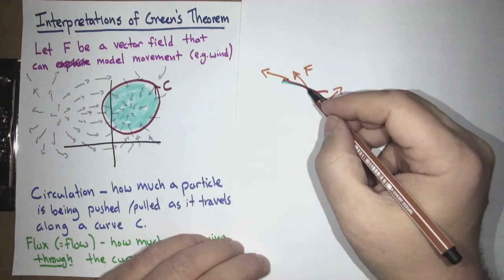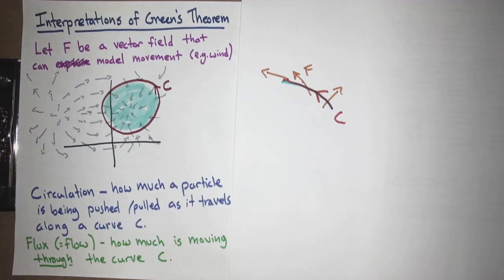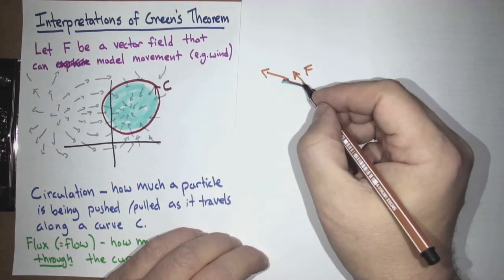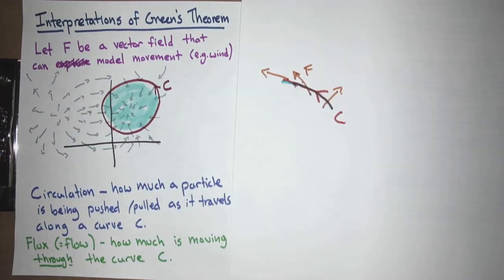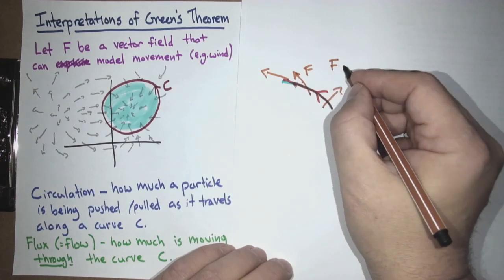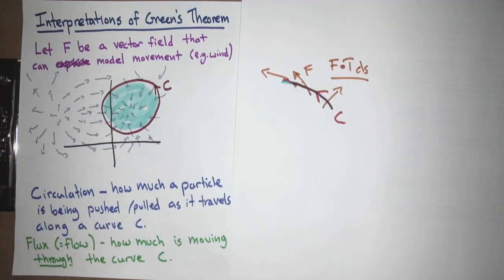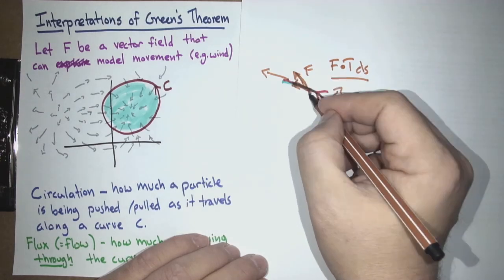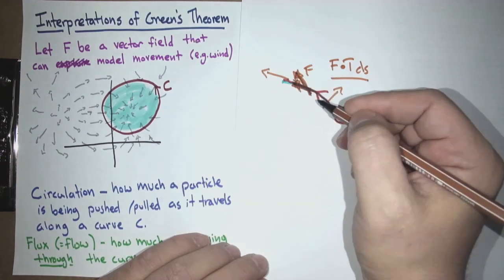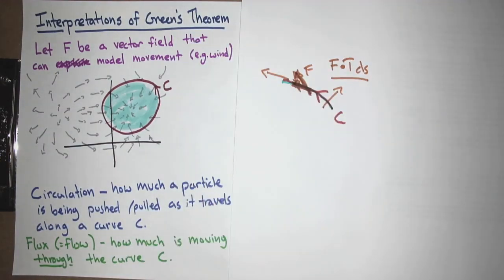This turned into a longer discussion than I anticipated. I apologize. But we really care how much of the force is moving in that direction. And for that, we're going to look at F dot T ds. Remember T is the tangent vector, so it's essentially saying what's the direction of C. I'm comparing the direction of F to the direction of T, and this tells me how much of F is pointing in the direction of the curve.